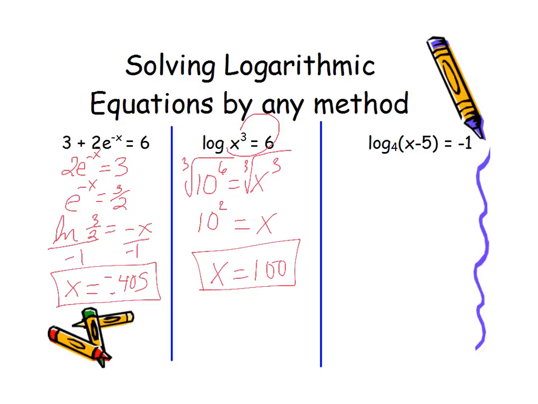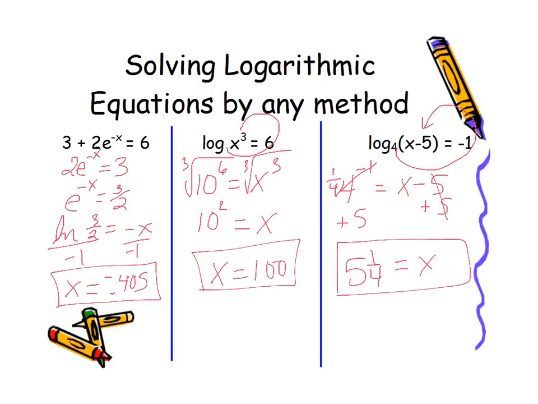One more. This one is a logarithmic equation. And again, I think I'm just going to jump in and switch forms. Do the loop and see what we get. 4 to the negative 1 power equals x minus 5. Add the 5 to the other side. Keep in mind that a 4 to the negative 1 is really just a 1/4. End up with 5 and 1/4 is equal to x. You could write it as a decimal if you'd like, or leave it, either way.